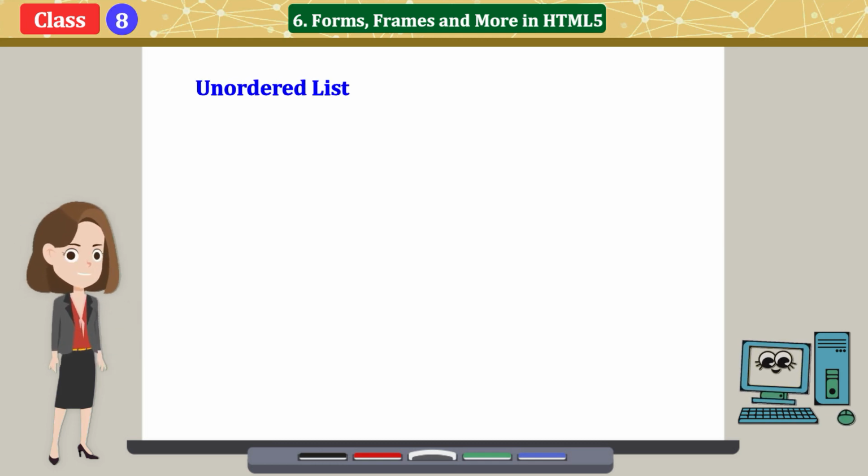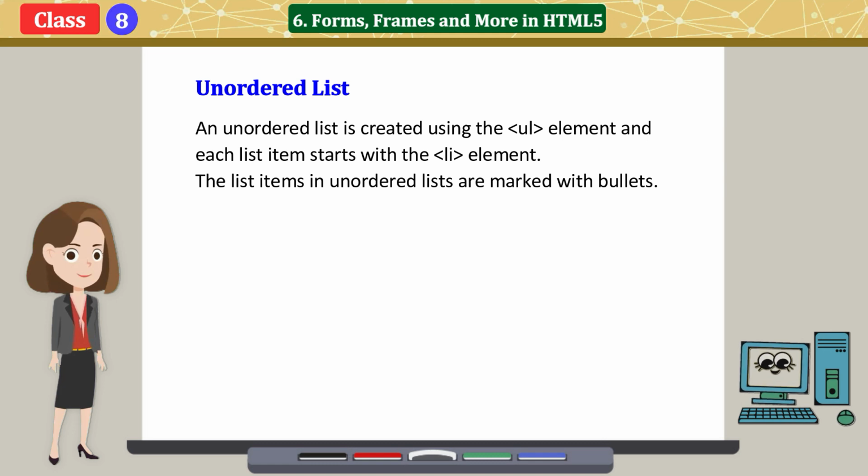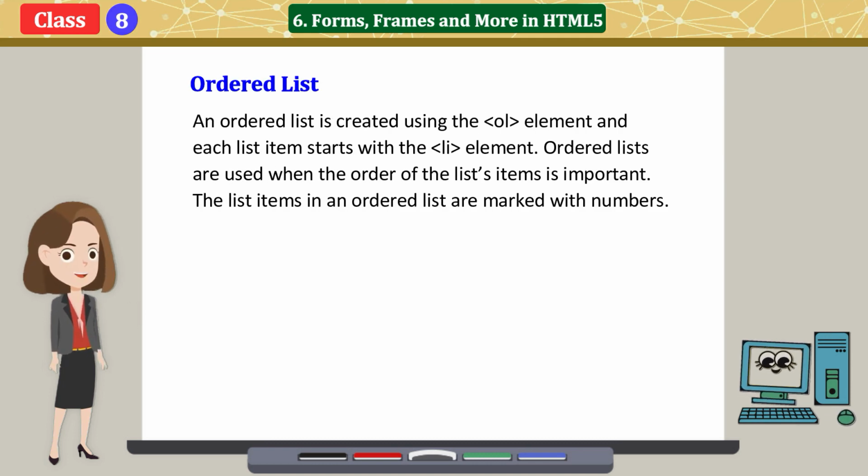Unordered list. An unordered list is created using the UL element, and each list item starts with the LI element. The list items in unordered lists are marked with bullets. Ordered list. An ordered list is created using the OL element, and each list item starts with the LI element. Ordered lists are used when the order of the list's items is important. The list items in an ordered list are marked with numbers.